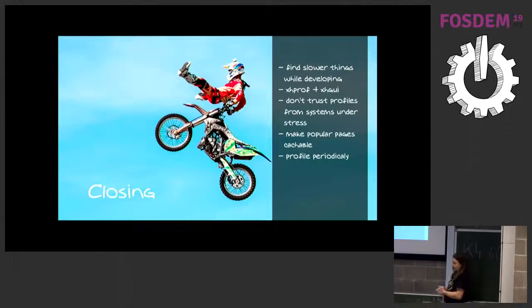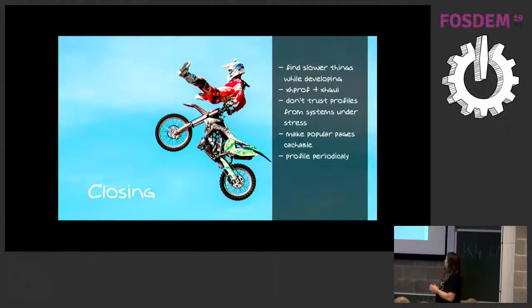So, in closing, find your slower things. My preferred go-to solution is XHProf and XHGui, because we use an APM in production, so we get some starting points from there, and then we use profiling locally to really fix the problem. Also, don't trust profiles from your application performance monitoring when your system is under stress. If you have a high load on your server, that information will not be useful, will not be correct.